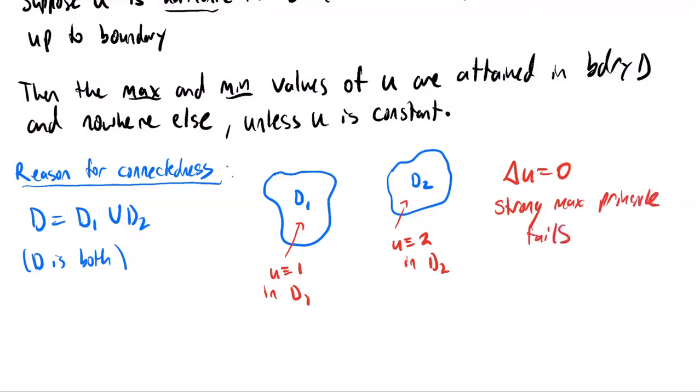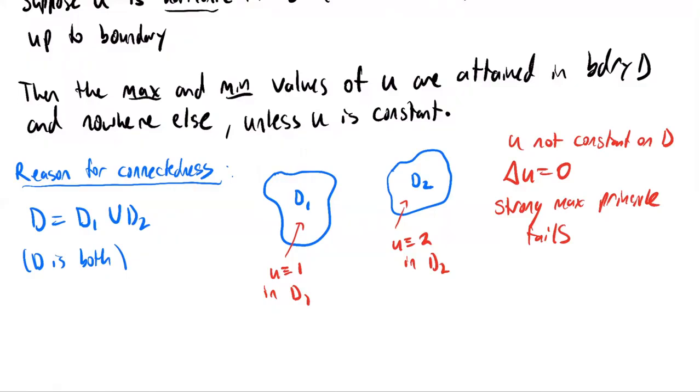Right, because this function U is not constant on the domain D, since you can alternate between 1 and 2 depending on which part of D you're in, but the Laplacian is 0, so it's harmonic. And the maximum principle is failing because, what's the largest value? The maximum value is 2. The max value is attained everywhere inside D2, not just on the boundary. On the other hand, the minimum value is 1, and the minimum value is attained everywhere in D1, not just on the boundary. And so the strong maximum principle fails.